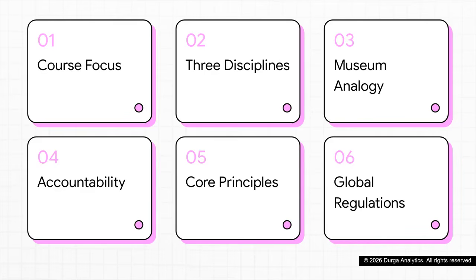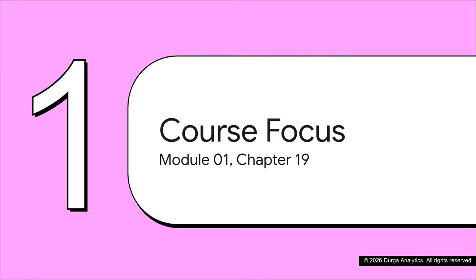Here is our agenda for today. We'll cover the course focus, the 3 disciplines, a really helpful museum analogy, accountability, core principles, and global regulations. It's structured methodically to respect your time, so let's keep moving. We are currently grounded in Module 01, Chapter 19, Security and Privacy Interplay with Governance, focusing specifically on the principles.